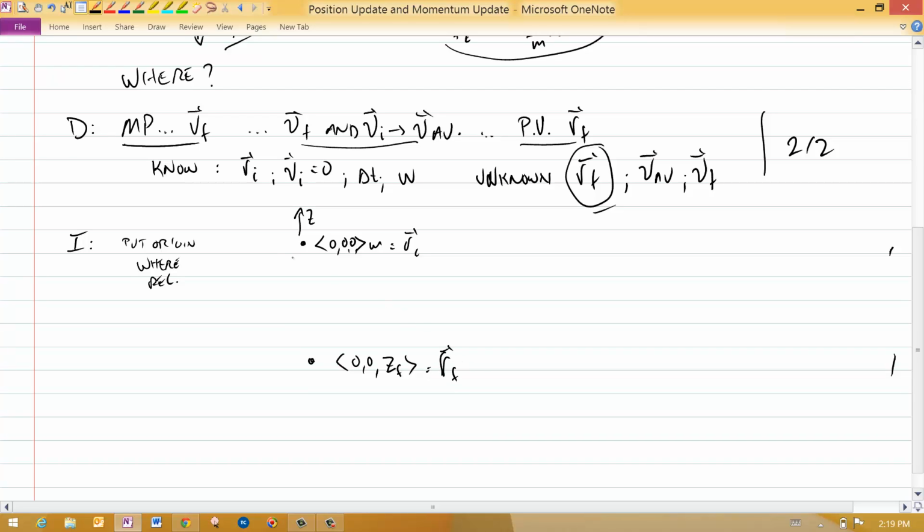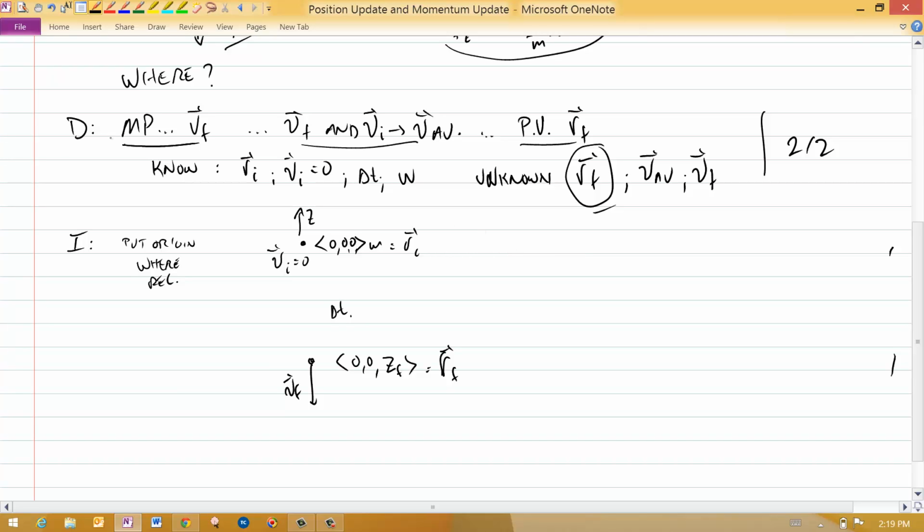R final. V initial is equal to 0. V final is not known, but it's going downwards. And this whole thing happens at a time delta t. So now, that is one point in identify, at least making a diagram with an origin, all the quantities labeled. That's 1 point out of the 2 points.